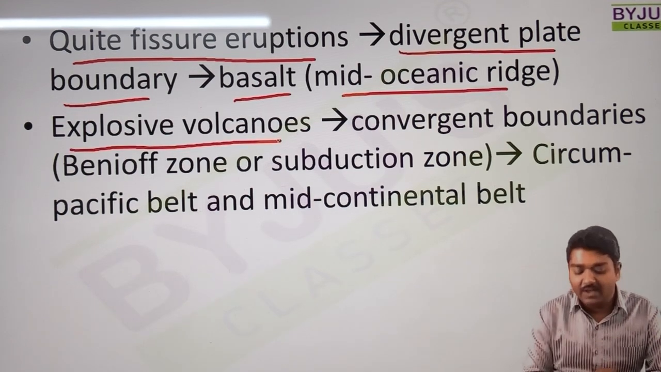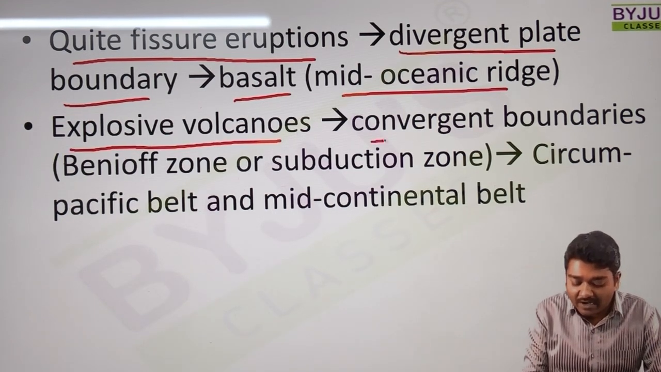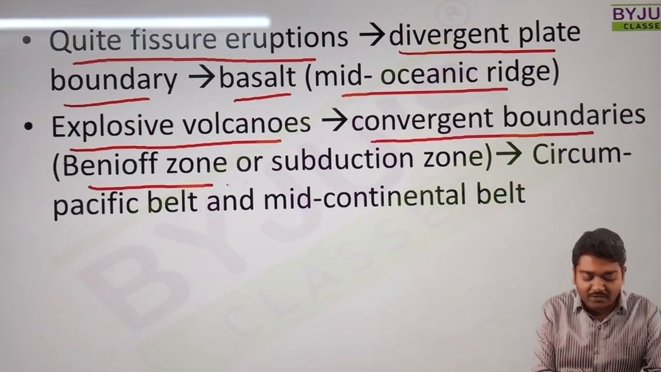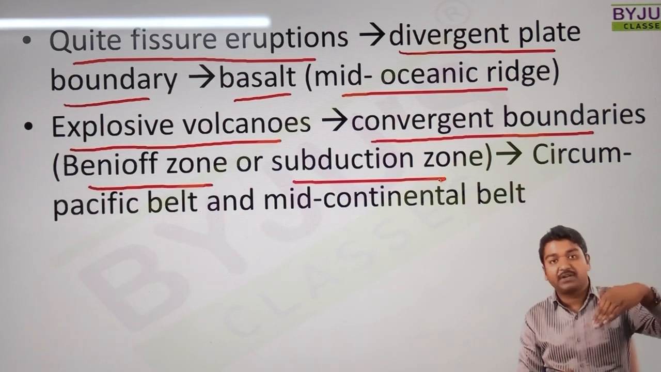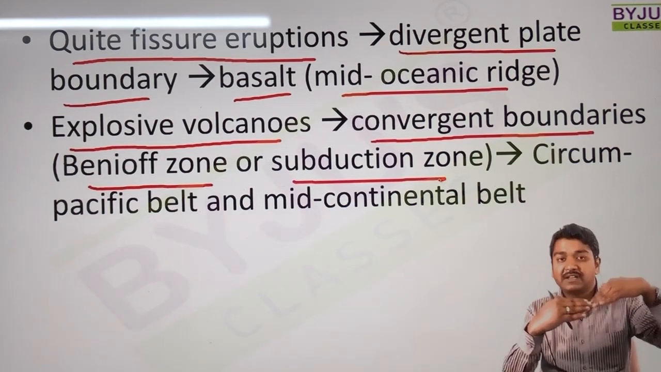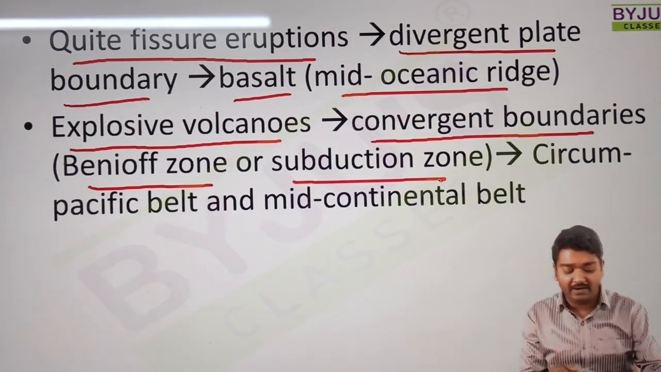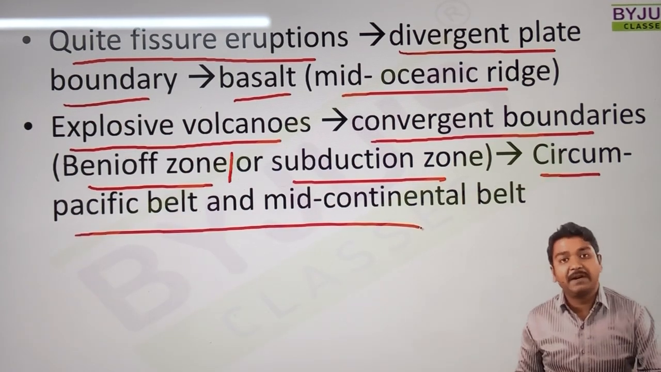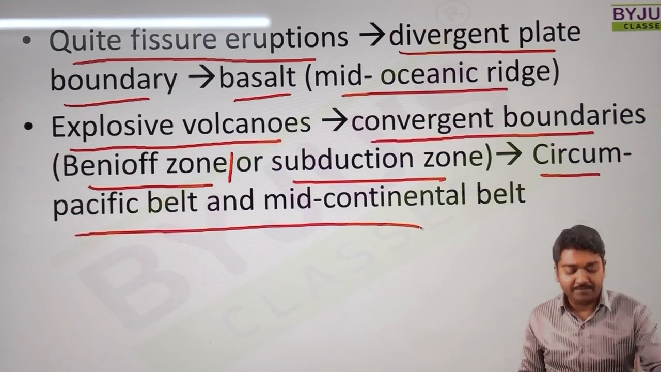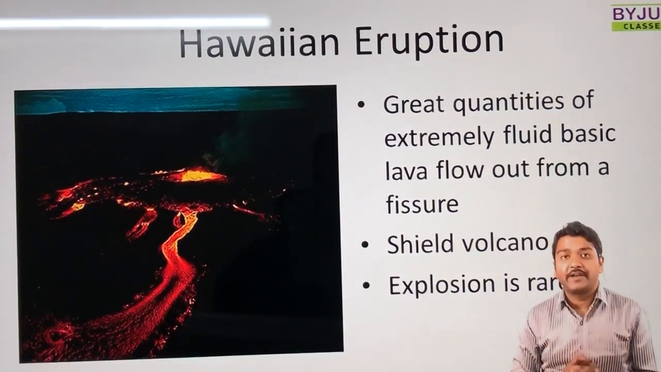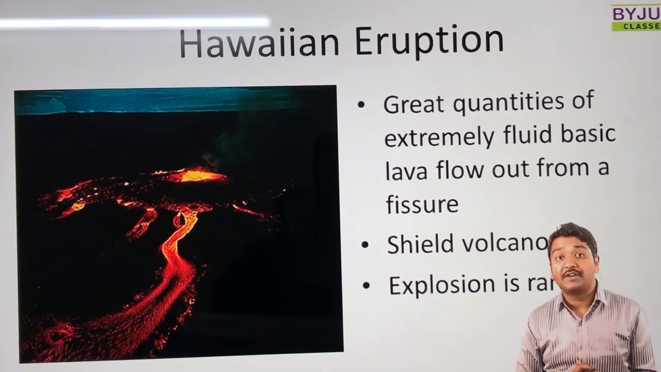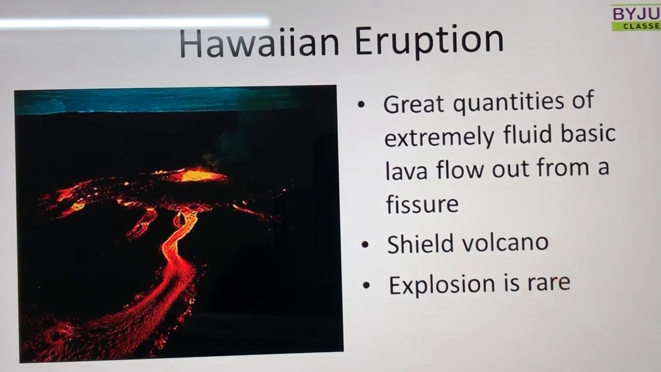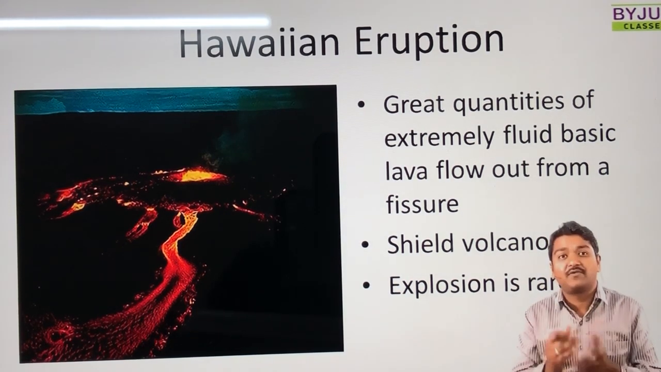The other one is explosive, where convergent boundaries are actually seen. Right? You have Benioff zone or subduction zone. The subduction zone where the crust actually goes into the mantle is known as Benioff zone. And the best example is Circum-Pacific Belt and Mid-Continental Belt. So based on the type of eruptions, usually volcanoes are divided. Whether fluid magma flows out or whether viscous magma flows out.